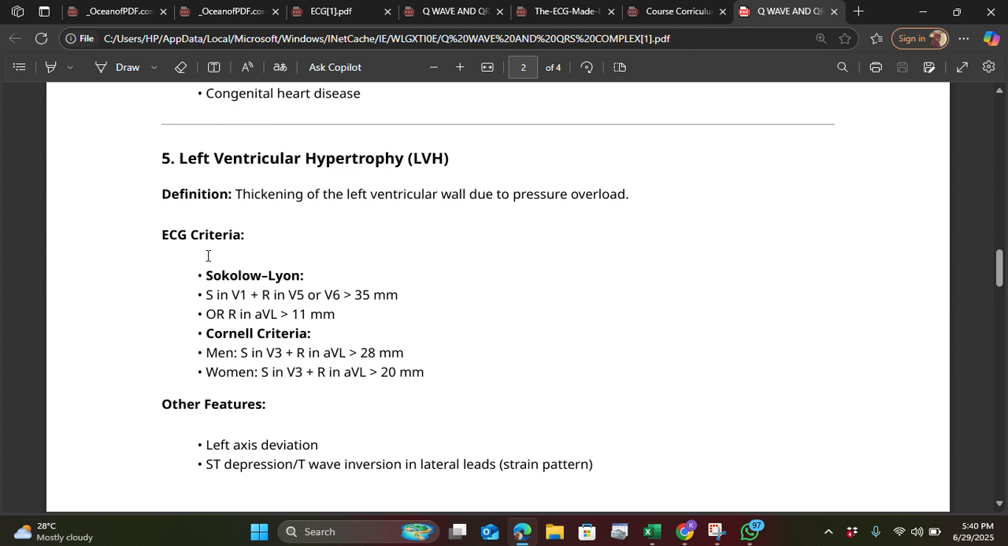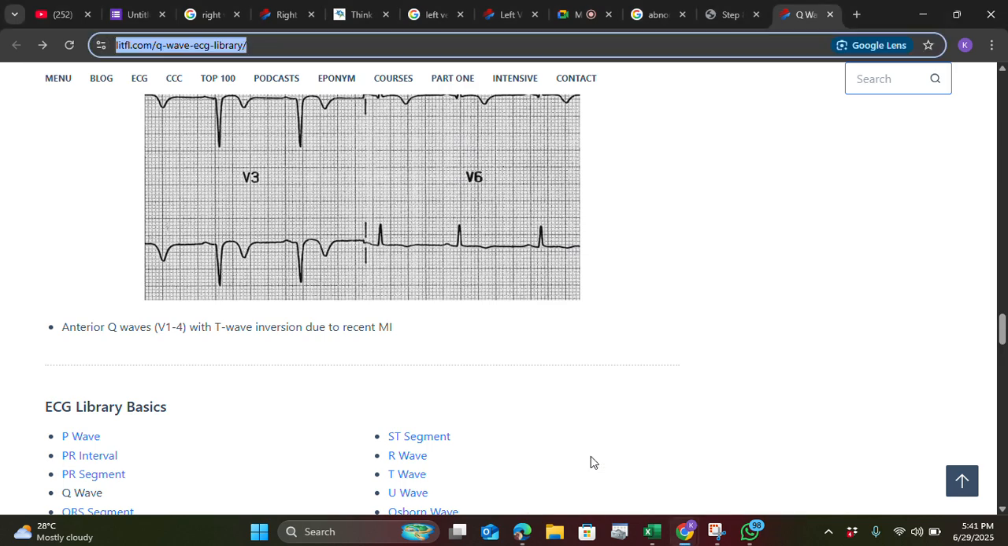Now you check your V1. Check the S in V1, because S is the one that is supposed to be tall in V1, plus the R that is supposed to be tall in V5 or V6. Add both of them together. They must not be more than 35. If they are more than 35 small boxes, there's a problem. Count the number of small boxes that S occupies in V1, count the R wave in V5 or V6, add them together. They must not be more than 35. Let us check examples.